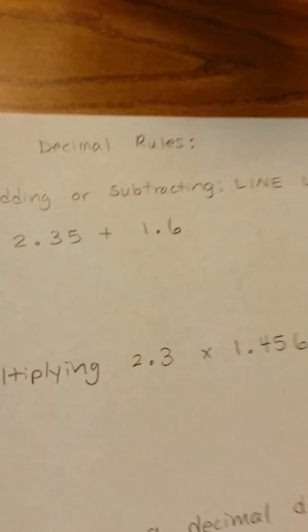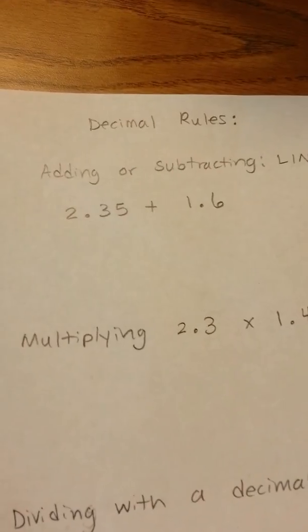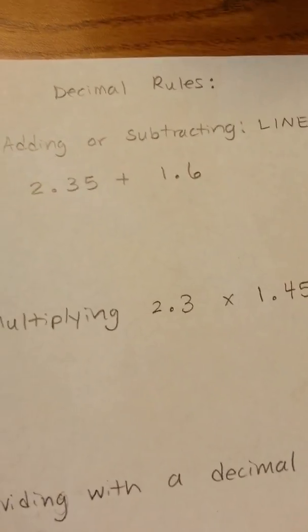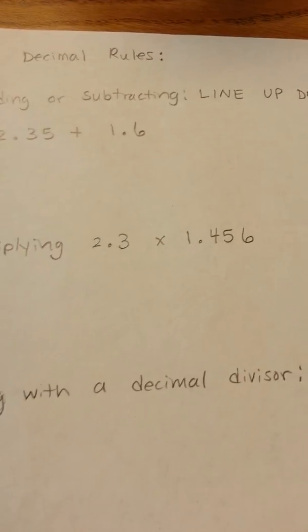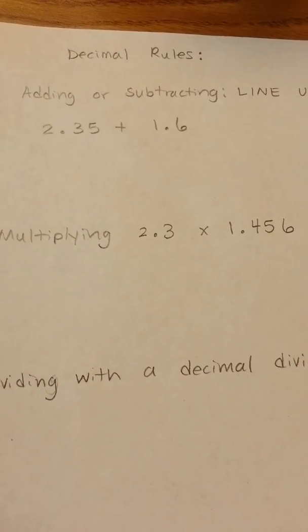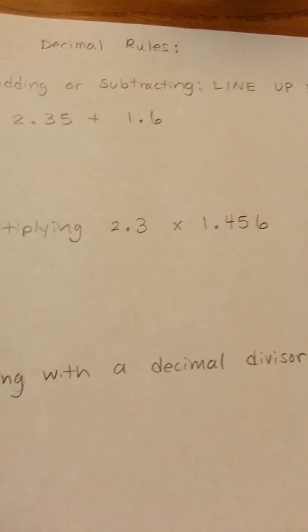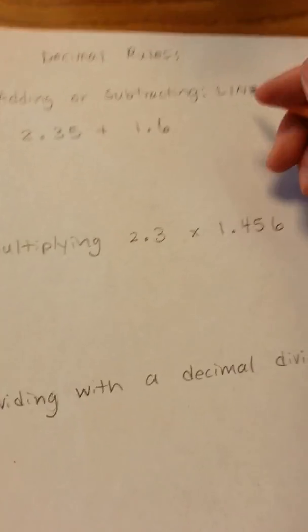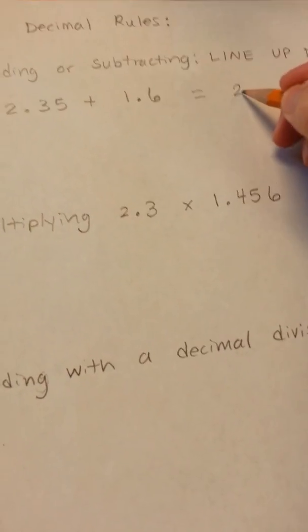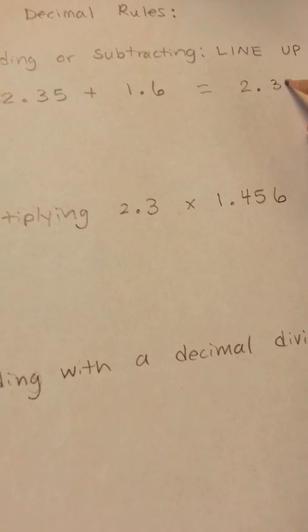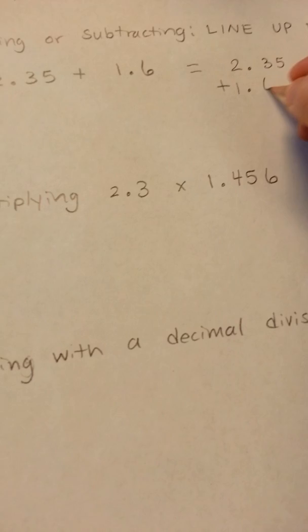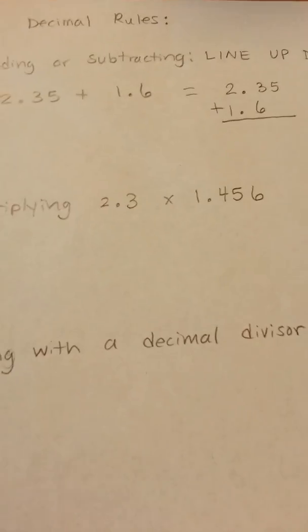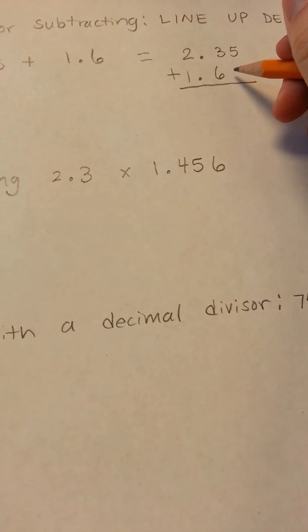I just wanted to go over some quick decimal rules. When adding or subtracting decimals, always line up those decimals. For example, 2.35 plus 1.6, we would want to make sure that we lined up our decimals, 2.35 plus 1.6.